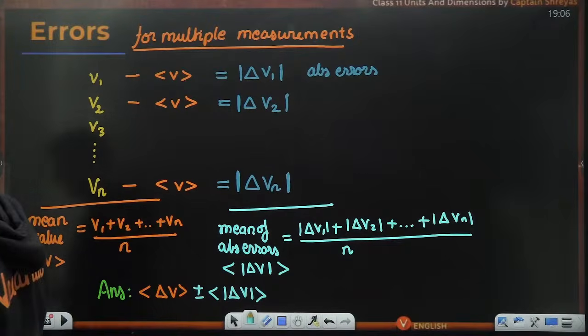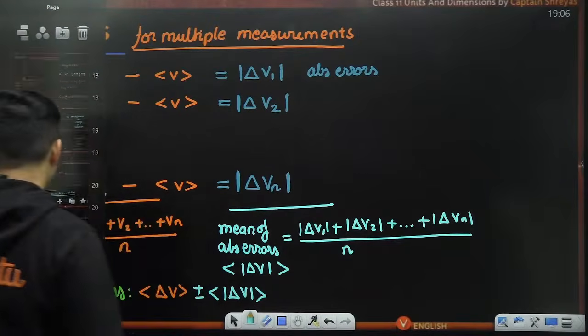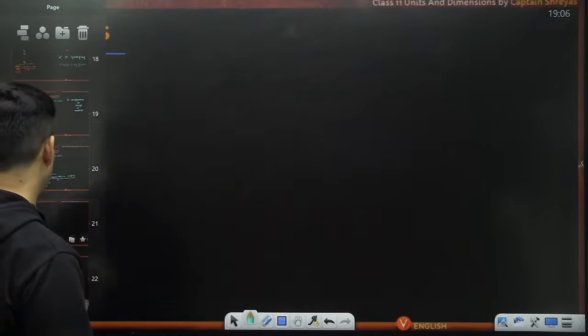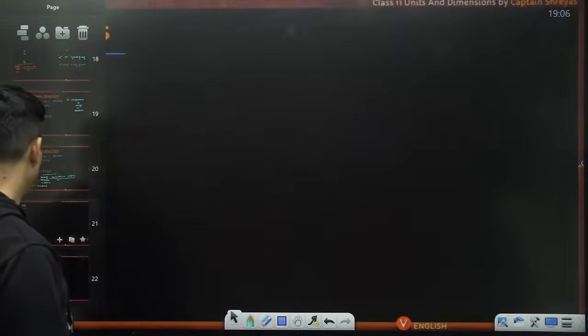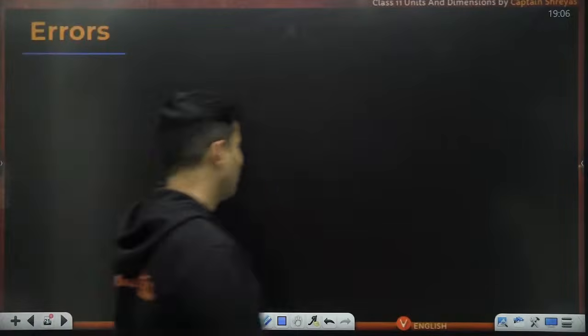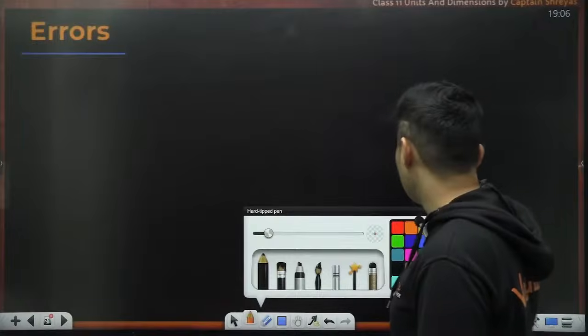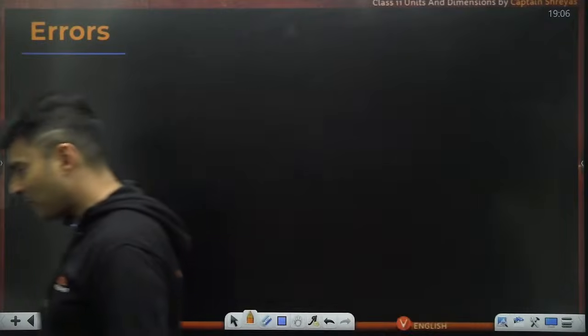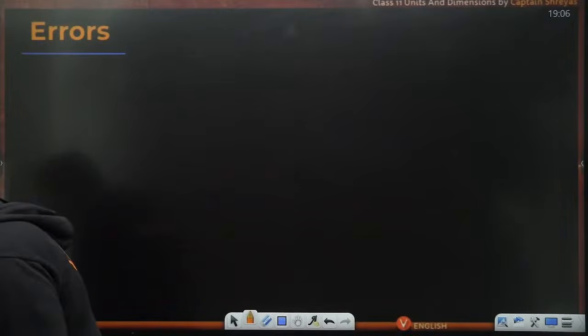Ansika, dot product and vector product are in the next lecture or next chapter, because that's under vectors. Today we are doing units and dimensions. Don't get confused.